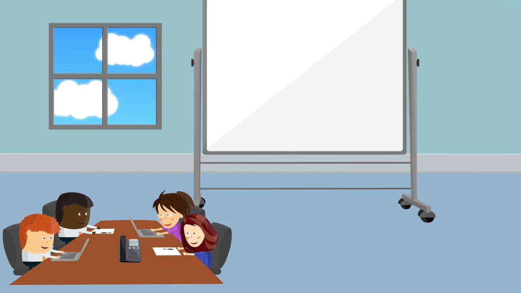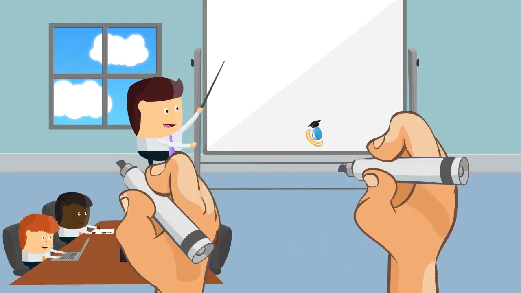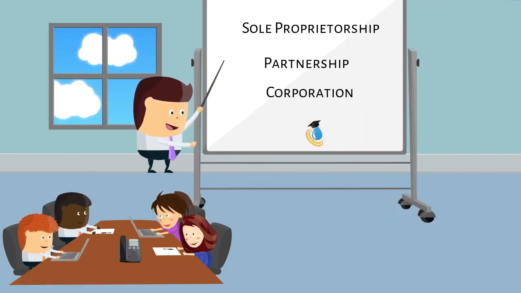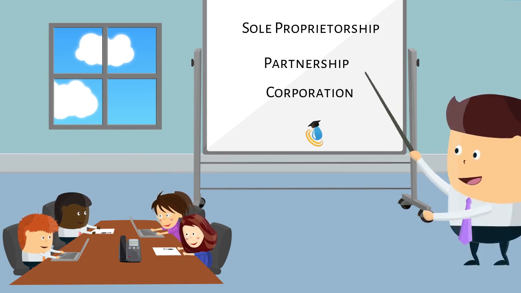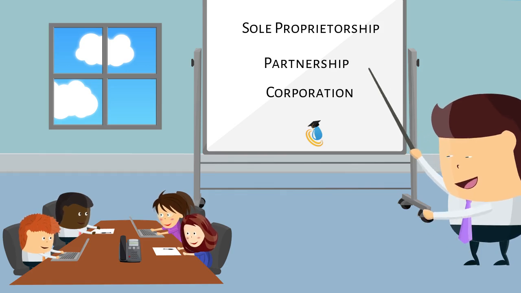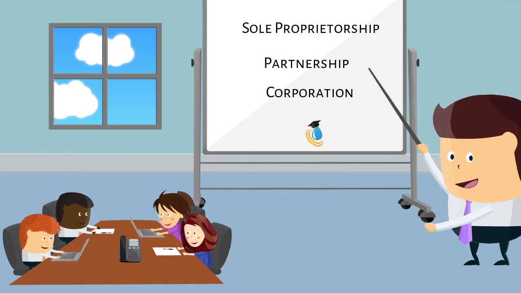So, to get started, there are several types of businesses, including sole proprietorships, partnerships, and corporations. Each has its unique benefits and challenges. Throughout this course, we'll dive into differences and help you determine which structure best suits your business idea.